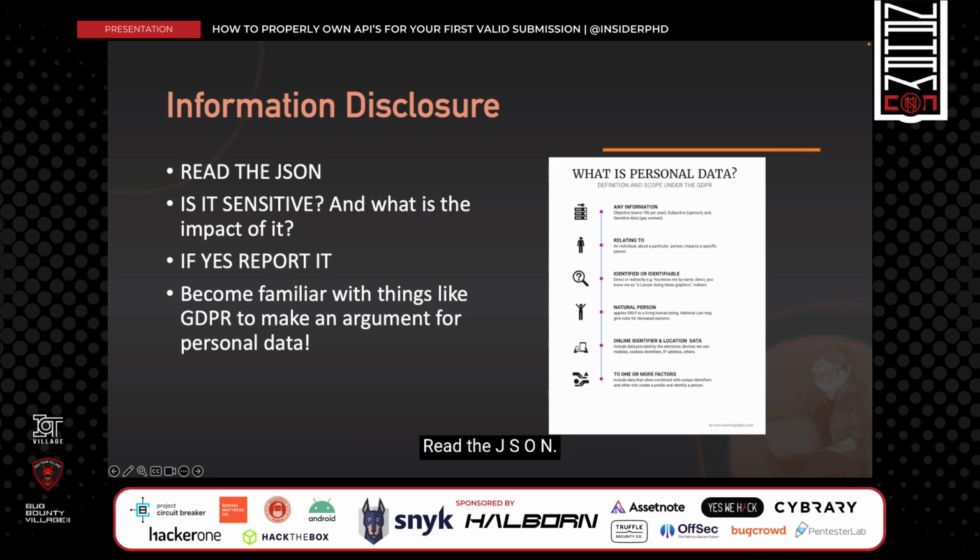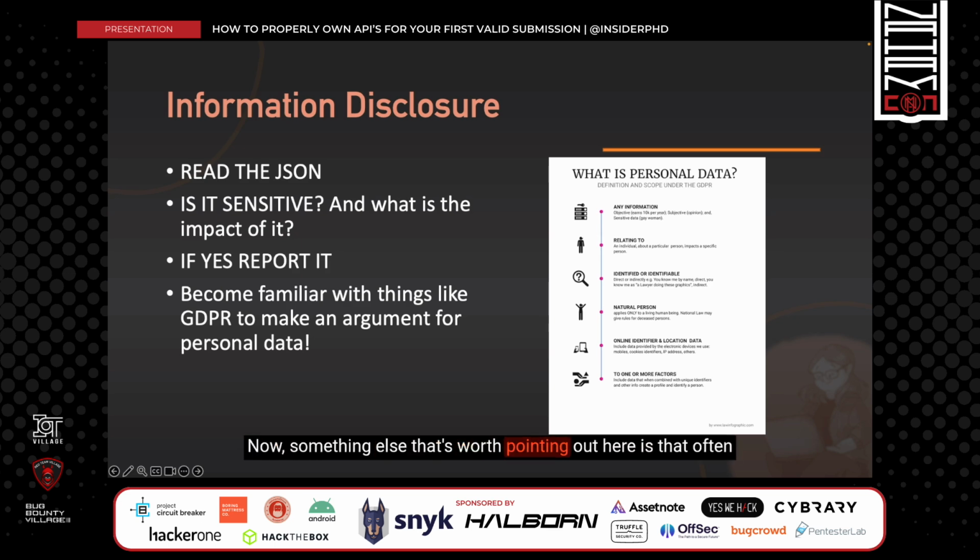Information disclosure. Read the JSON. Is it sensitive? And if so, what is the impact of it? If yes, report it. Best thing you can do is become familiar with things like GDPR to make an argument for personal data. Though I will say in every single situation I've seen information disclosure vulnerabilities, it's been really easy to tell because it's just very obvious that this has too much information.